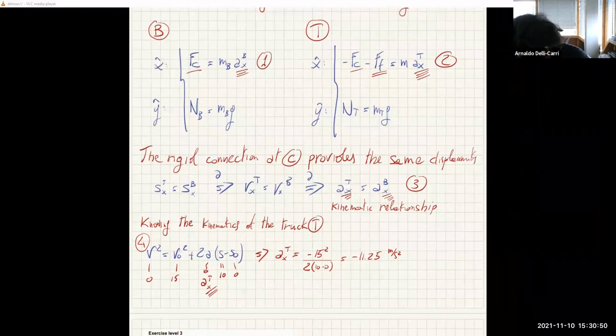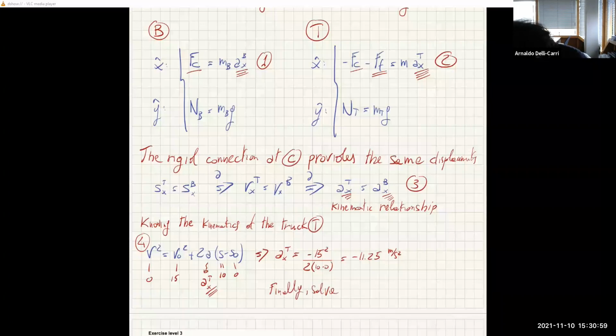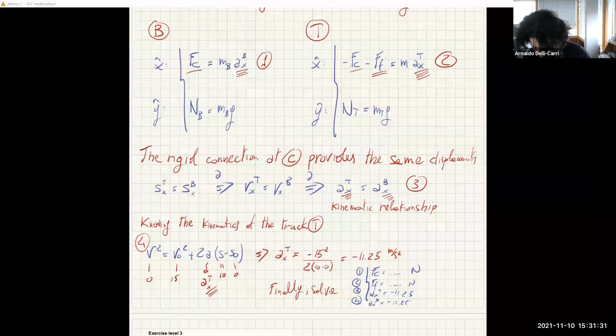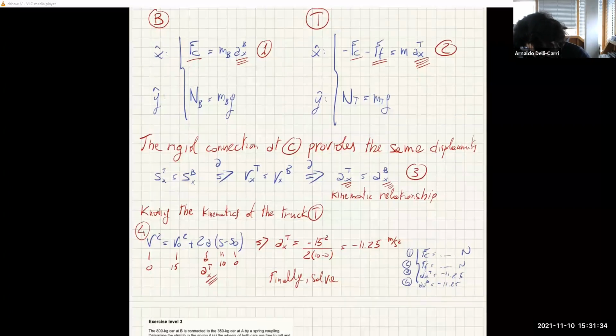So I can now solve, finally, a system of equation 1, equation 2, equation 3, equation 4. And from equation 1, we find Fc equals something, something in newtons. From equation 2, we get Ff is something, something in newtons. And then we have that a_x of T is minus 11.25. And of course, a_x of B is also the same, because equation 3 tells us that these are exactly the same. So finally solve this one.